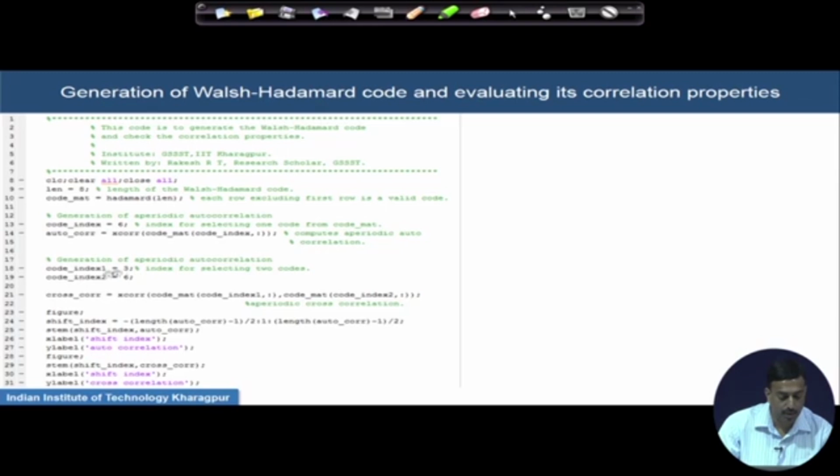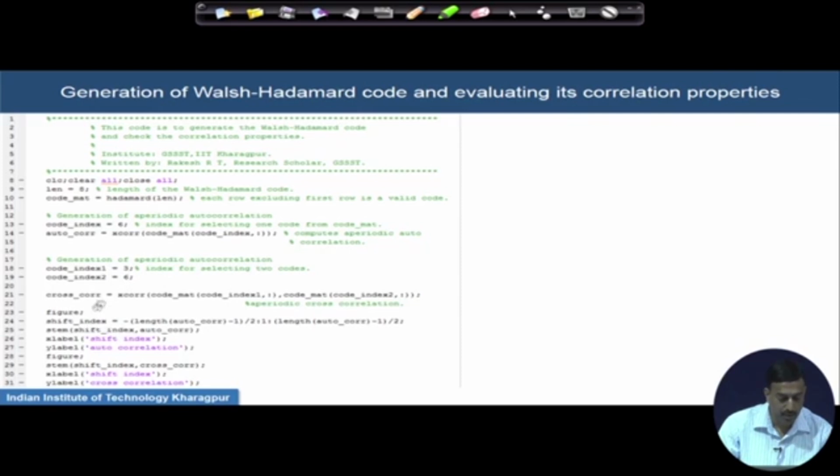And further, for cross correlation we need two codes, so we choose row number 3 and row number 6. Make sure that code index should not be 1, because as I said, the first row is a row of all ones, except in a special case, but otherwise it's all ones. So we find the cross correlation by once again using the same function, but now we have two arguments, that is, choosing row number 3 and row number 6.